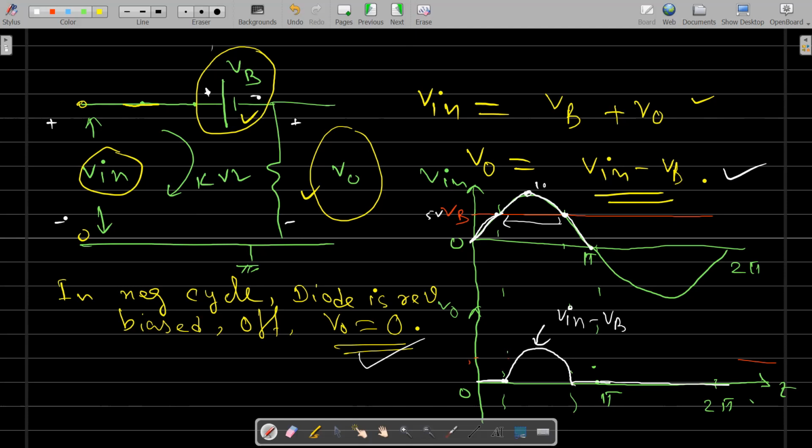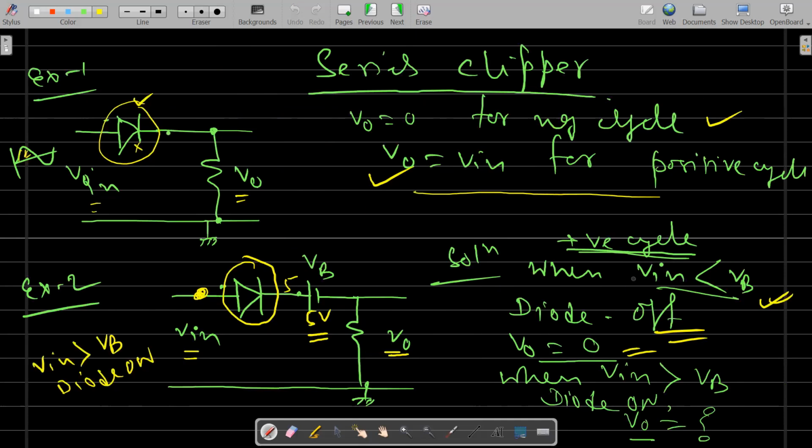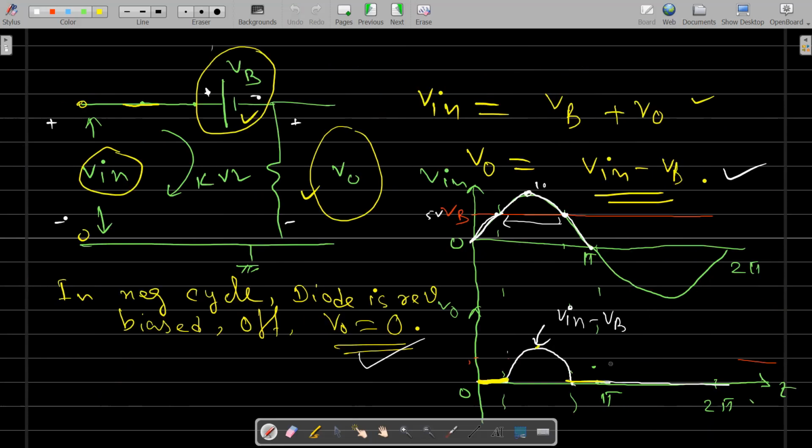So in a series clipper, you need to apply KVL to find the output. The output you will get is Vin minus VB when the diode is on. And when the diode is off, simply the output is 0. We already analyzed that part. When Vin is less than VB, the diode is off and the output is 0. And when the diode is on, the output will follow the input signal waveform, but its amplitude will be Vin minus VB.